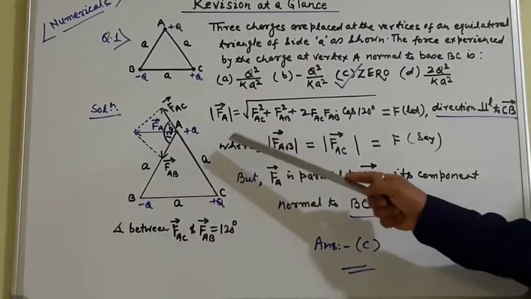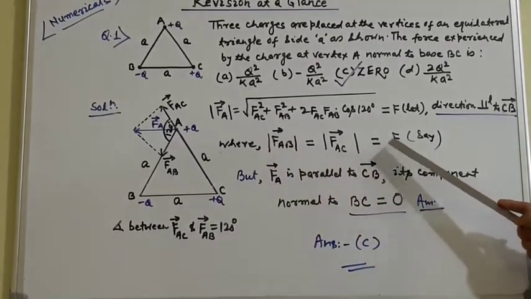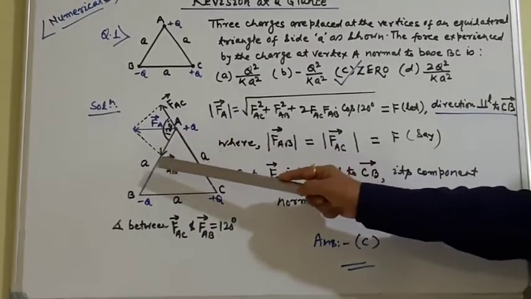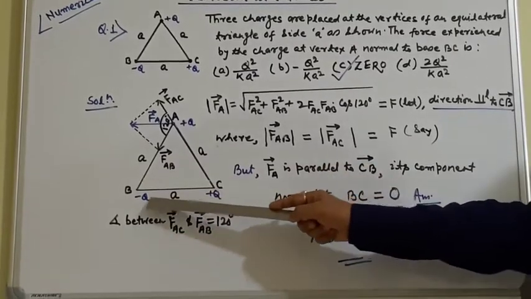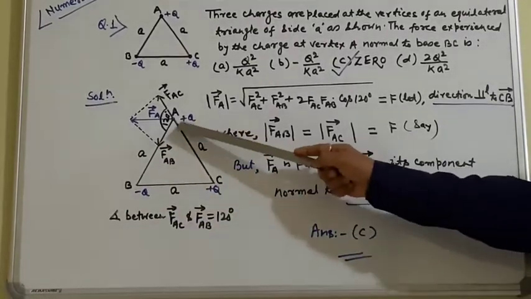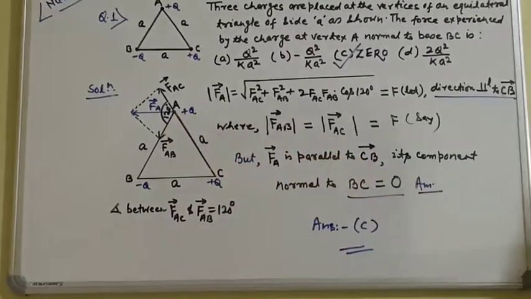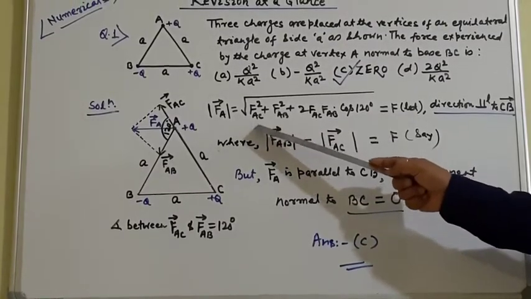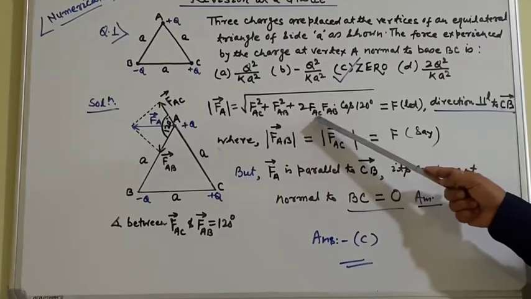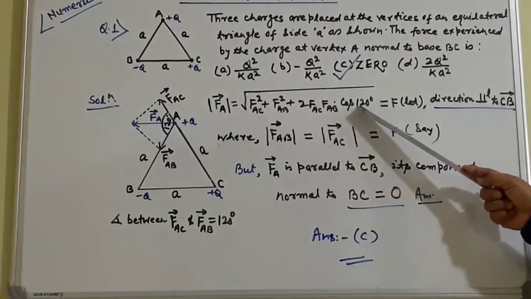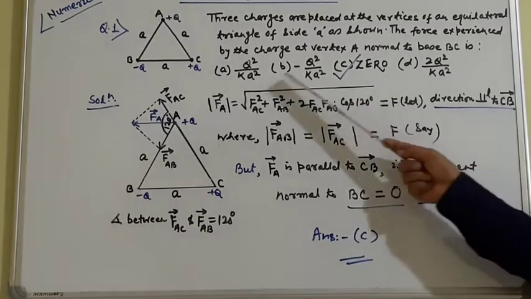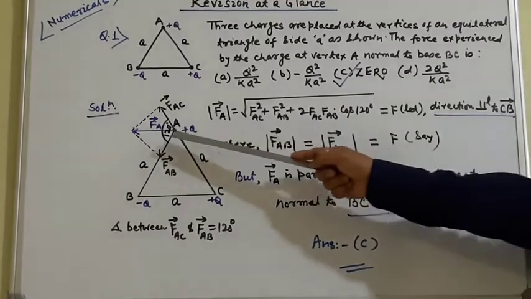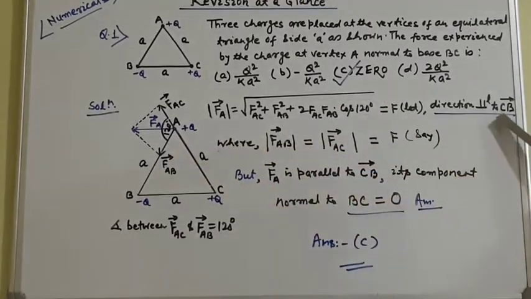Here I have written the magnitude of FAB, and FAC will be the same. I have mentioned F. Why the same? Because this triangle is an equilateral triangle, the sides are the same, and the charge is also the same. So the values of FAC and FAB will be the same. Suppose I take F. So put this value of F in this equation at the place of FAC and FAB, again plus 2 F square cos 120 degrees, which is minus 1 by 2. And when we solve this, we will get the same result, F. So what is the direction of this force? The direction of this force will be parallel to CB.